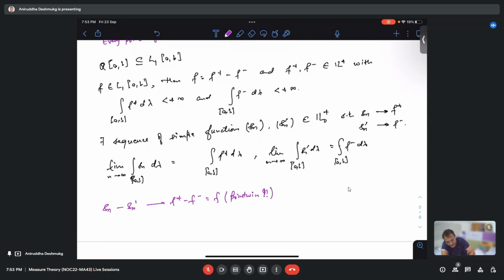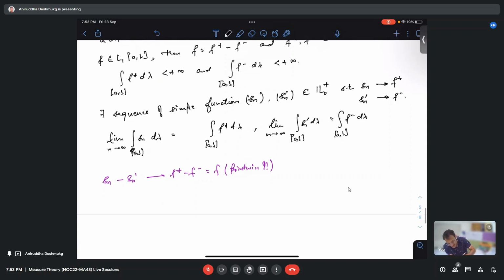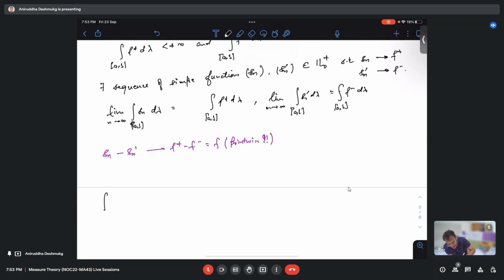But does this mean that this converges in the metric of R[a,b] or the metric of L1[a,b]? No, right? Because the metric of L1[a,b] requires integration. So in that case, we will have to actually check whether the integral over AB of the modulus of f minus (Sn minus Sn prime) d lambda converges to 0 as n goes to infinity.